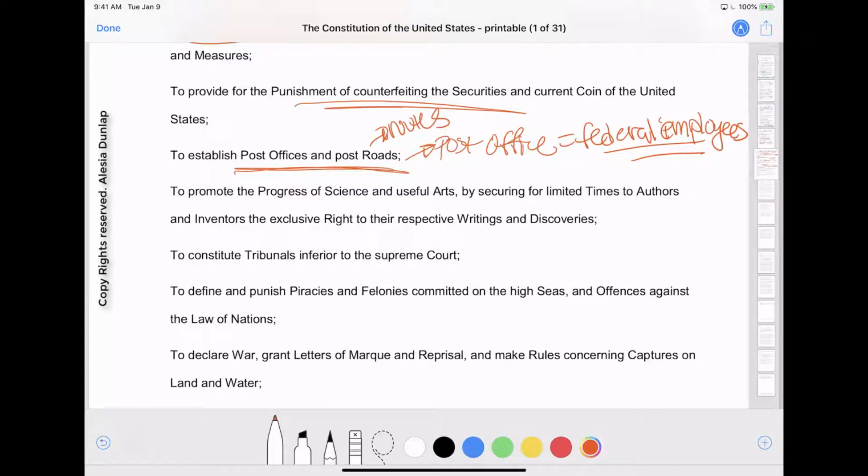They can issue patents and copyrights, for a limited amount of time, to protect the inventions and writings of scientists and authors and to encourage the development of science and other skills that benefit society. All right? So we're talking patents and copyrights.